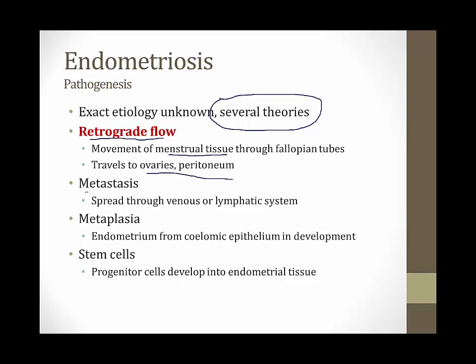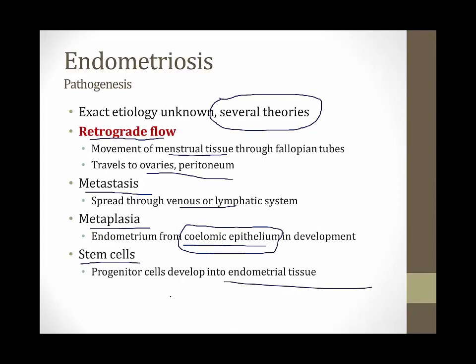Other theories include the theory of metastasis. This states that endometrial tissue travels through the veins in the lymphatic system. There's a theory called metaplasia, which says that endometrium from the coelomic epithelium in development turns into endometrial tissue. The coelomic epithelium is the epithelium lining organs and body cavities, and the theory here goes that some of this epithelium develops into endometrial tissue. And then finally, there's a stem cell theory that says that progenitor cells develop into endometrial tissue.